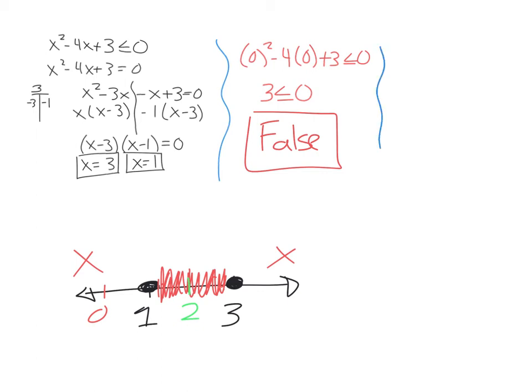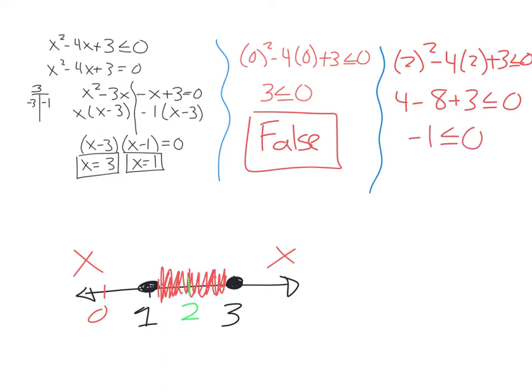And looking at this right here, you could go ahead and say, alrighty, let's do 2 squared minus 4 times 2 plus 3 is less than or equal to 0. So 2 squared is 4. Negative 4 times 2 is negative 8. Then we've got plus 3. Combining terms, we've got ourselves a negative 1. Now, is negative 1 less than or equal to 0? Yes, it definitely is. So this is a true statement. So since it's true, that's why we shaded there, okay?